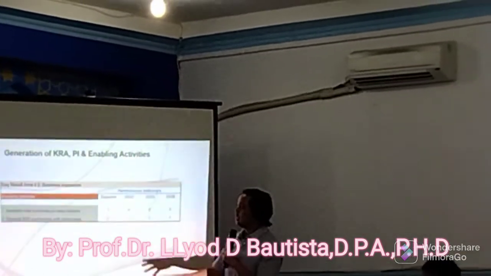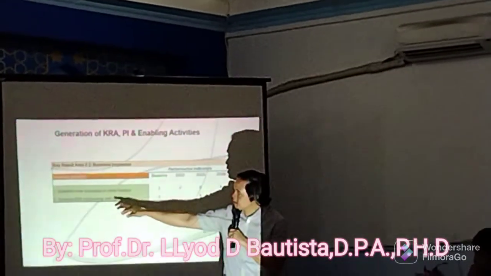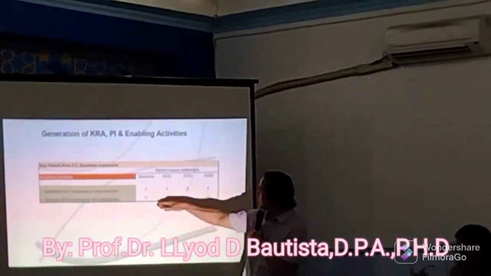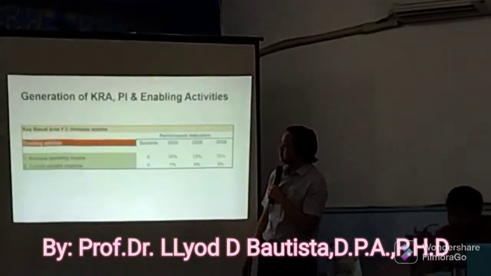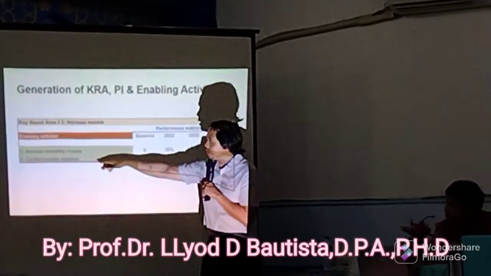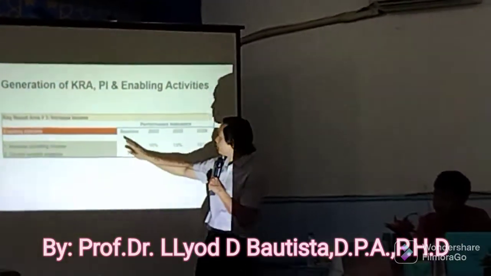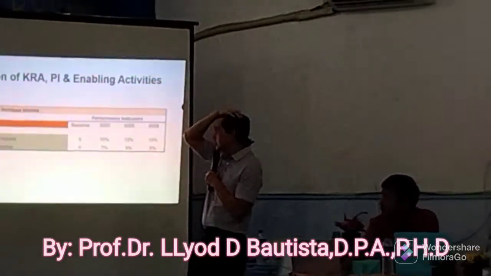So like business expansion, you have establish new branches, develop business-to-business partnership, and there's a baseline. There are performance indicators. Next slide. So there's increase in income, like increasing operating income, controlling the variable expense. There's a baseline, and there are performance indicators. Go down.